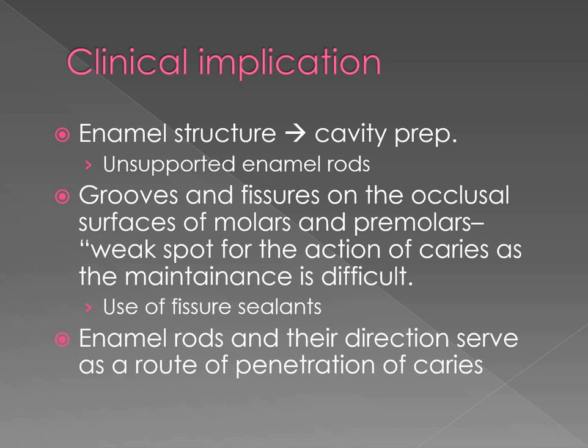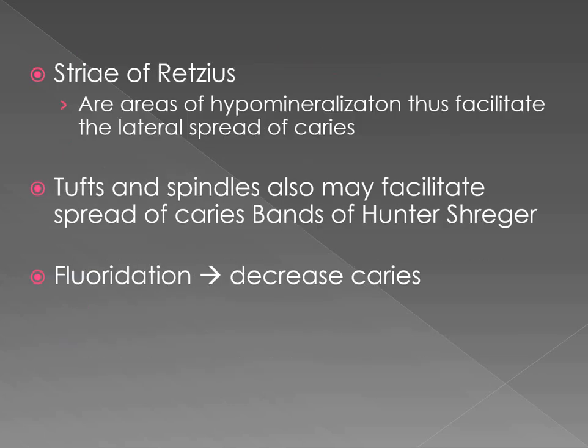Not only that, each enamel rod has a rod sheath around it. The rod sheath is less mineralized compared to the other structures. So the rod sheath will be the direction of spread of caries because it allows the penetration of the acids produced by the bacterial organisms. The striae of Retzius, tufts, and spindles may also facilitate the spread of caries because these are all hypocalcified structures.